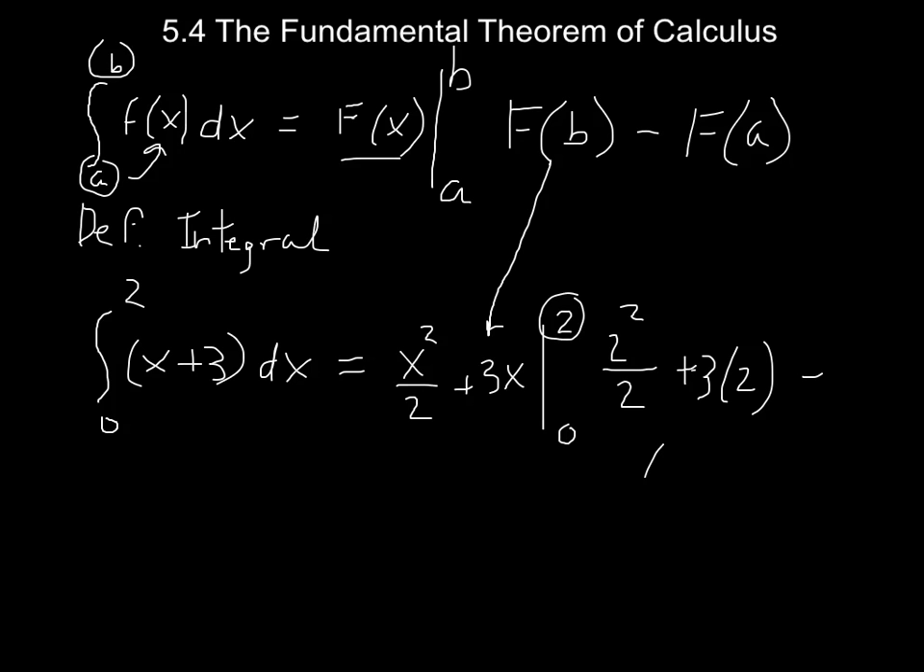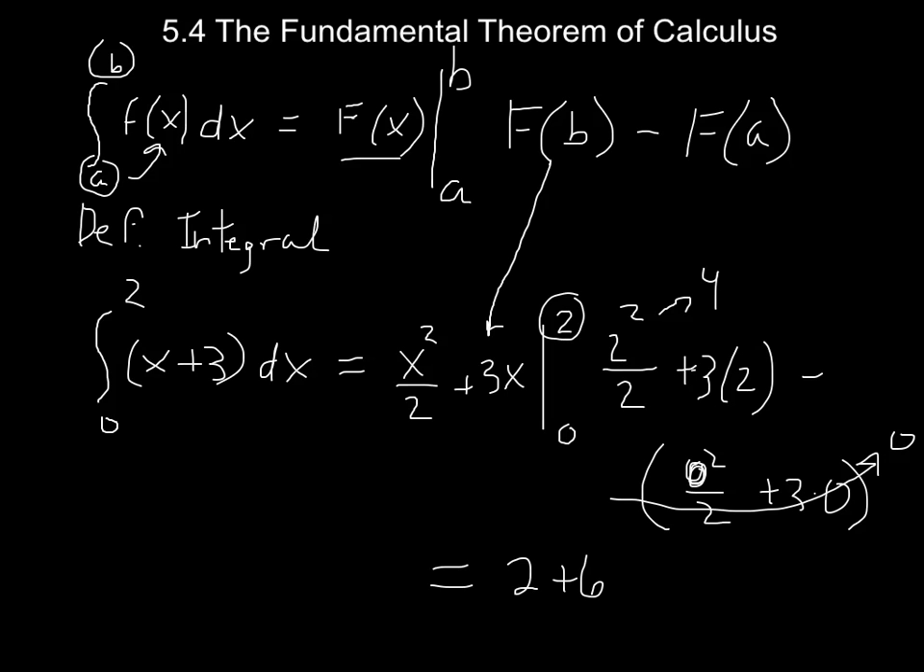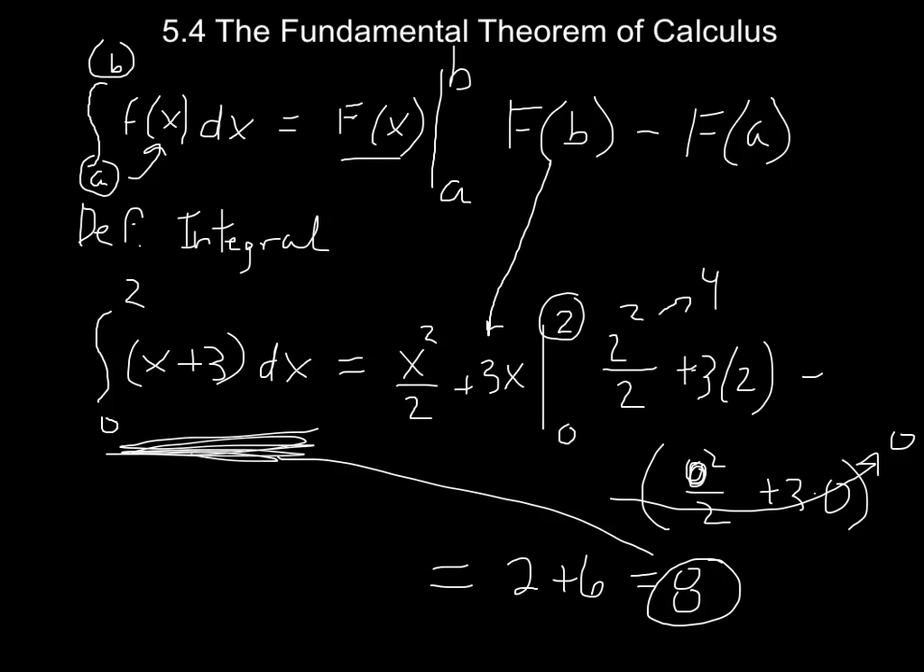minus, I'm going to go down here, the quantity of now 0 plugged in. 0 squared over 2 plus 3 times 0. And when we go through the computation here, this whole thing equals 0. So we have 4 divided by 2, which is 2, plus 6 equals 8 units. So the answer to this definite integral is 8 units. That means the area under the curve from 0 to 2 for x plus 3 is equal to 8.